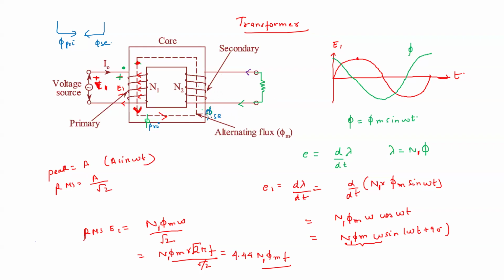First of all, we want our fluxes to be like this only. Our phi primary is like this, so phi secondary should oppose it. Why should it oppose it? It is because of Lenz's law. So what does Lenz's law say? Let me first write it.